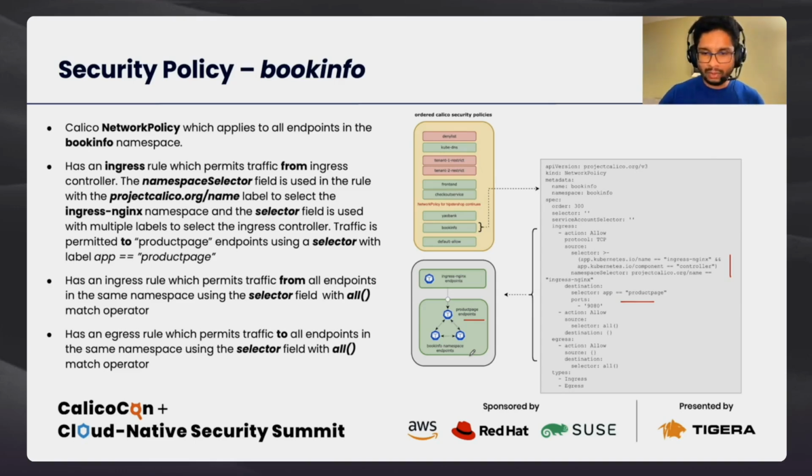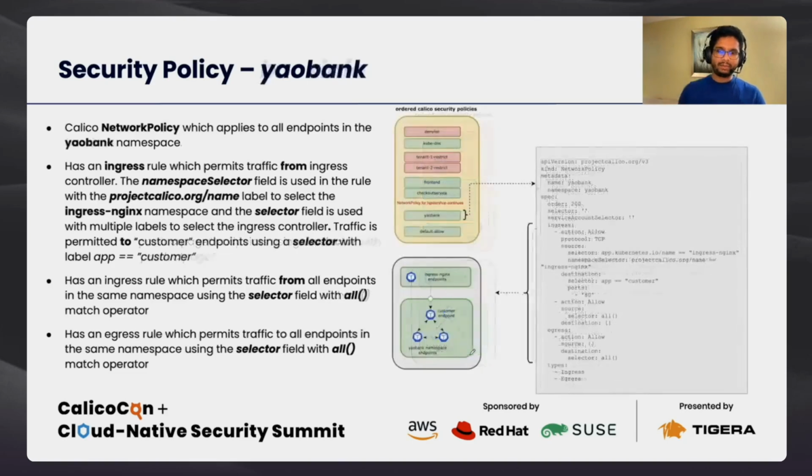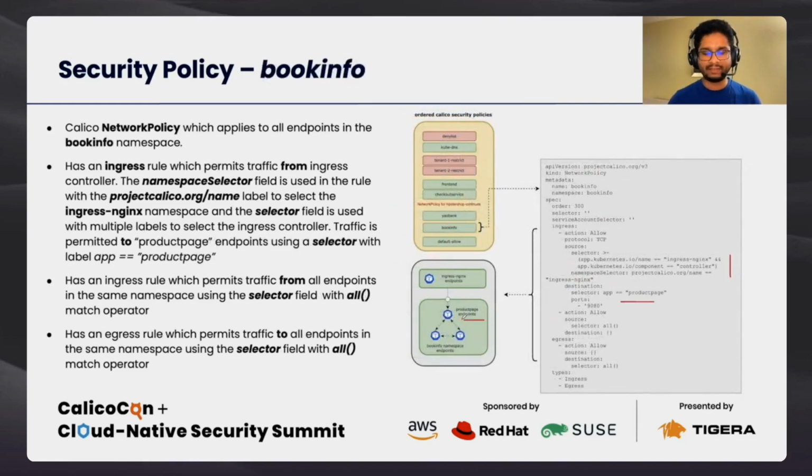So it's not important that you understand all the microservices involved in some of these examples. The idea is that you understand the pattern, right? So in the YAO bank example, it was the customer endpoint that was exposed to external consumers, and in bookinfo, for example, it's the product page endpoints that are exposed to external consumers. And those are the endpoints that have the pinhole in the ingress direction, permitting traffic from the ingress controller.